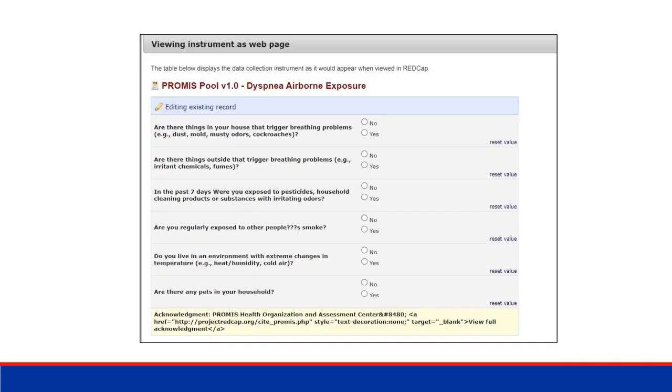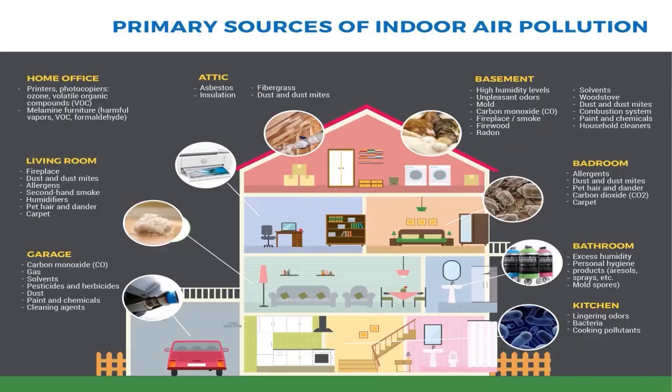Here is the Dyspnea Airborne Exposure Tool. This is a PROMIS tool, and it assesses things in your home that trigger breathing problems, whether you were exposed to pesticides or cleaning products, exposed to smoke, or live in an environment with extreme changes in temperature. These are questions that are downloadable and available to use as a survey.